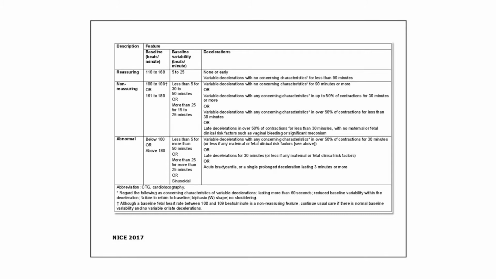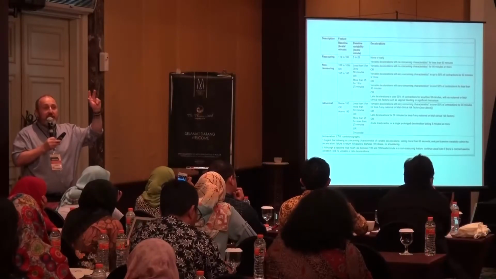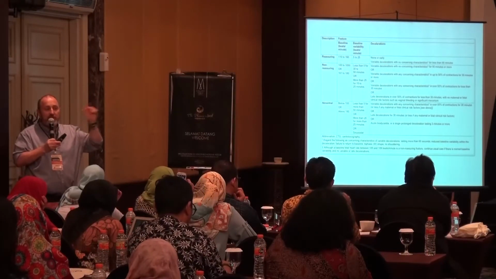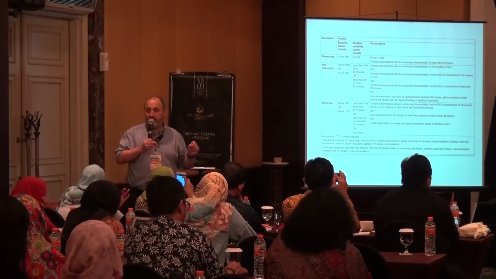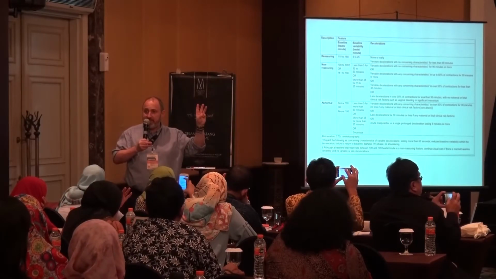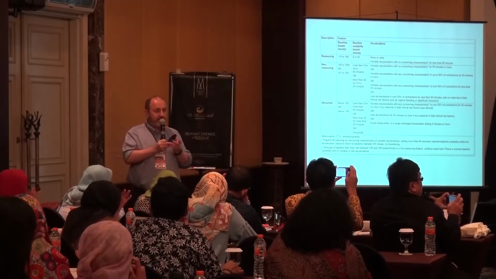So I said earlier on, this is putting it all together. This is on your handout. This is in the NICE guidelines, which is freely available to download from anywhere. This table is in the handout, and it summarizes all three features: baseline rate, baseline variability, and decelerations. And it tells you for each of those three what reassuring, non-reassuring, and abnormal is. Does that make sense? So it's worth having a look at it.